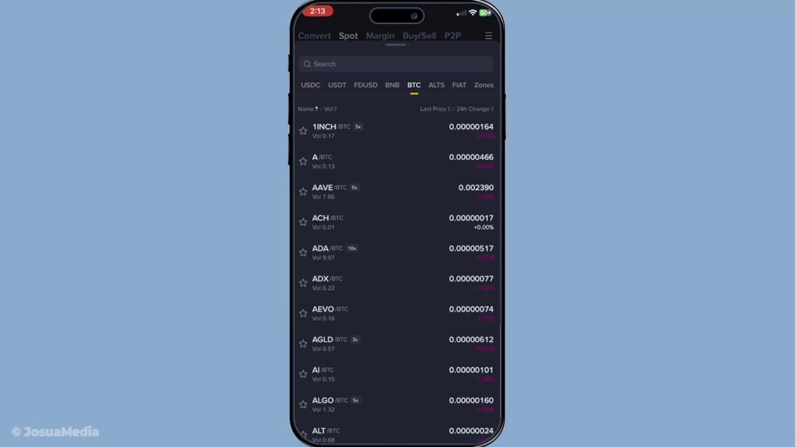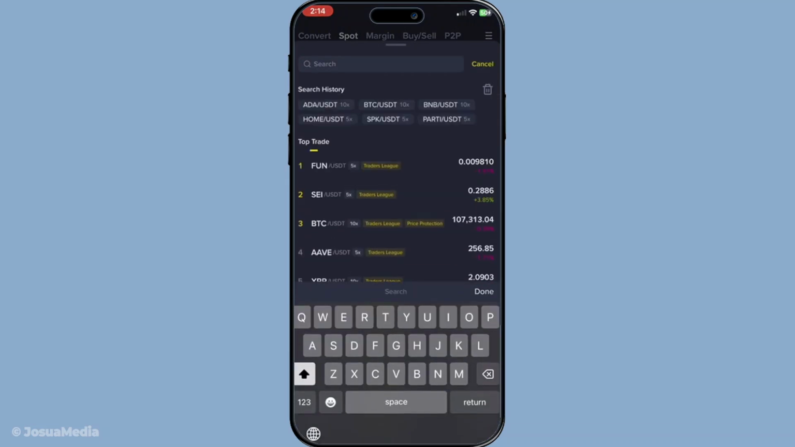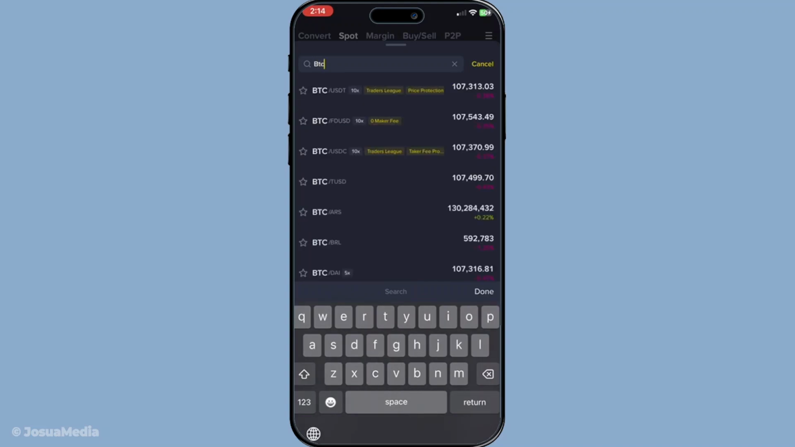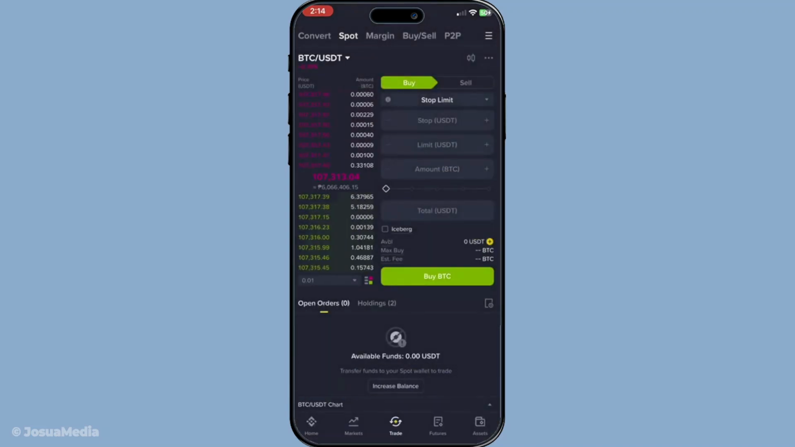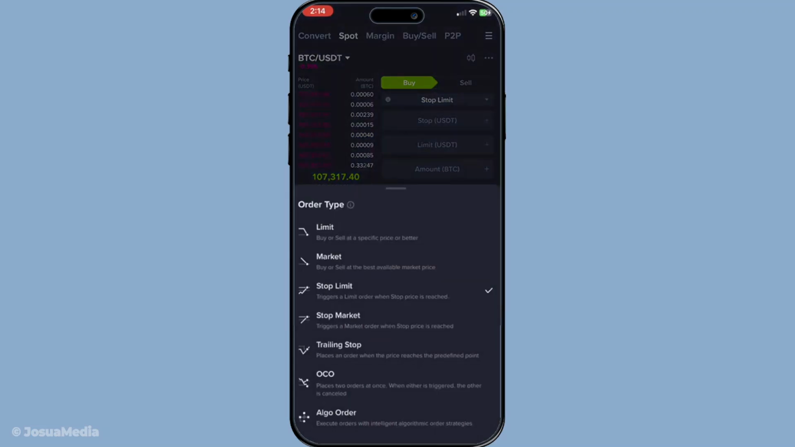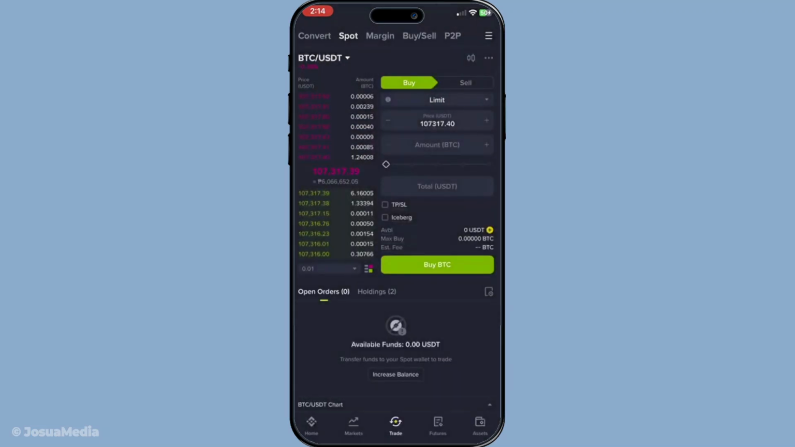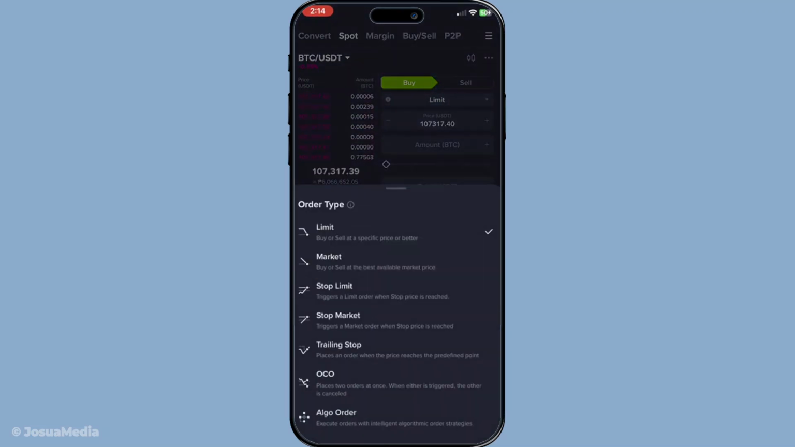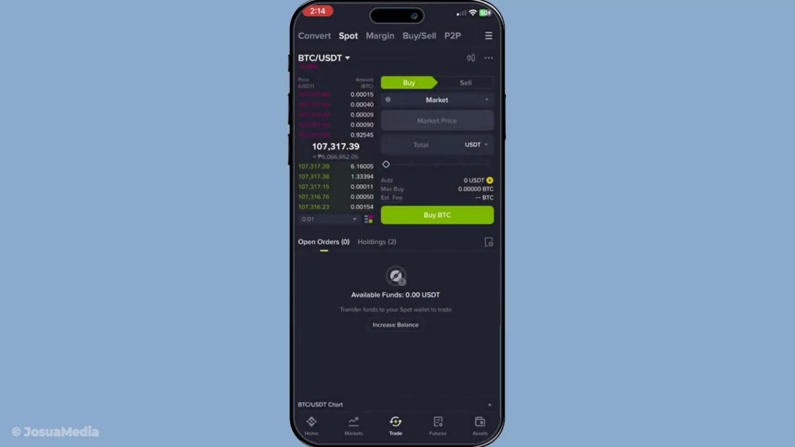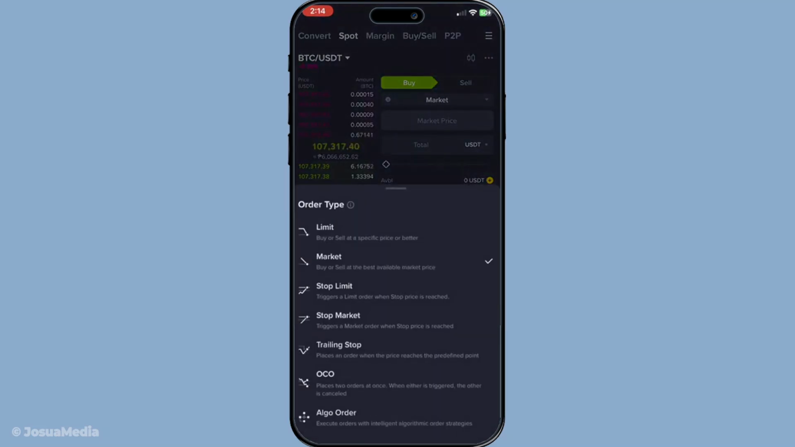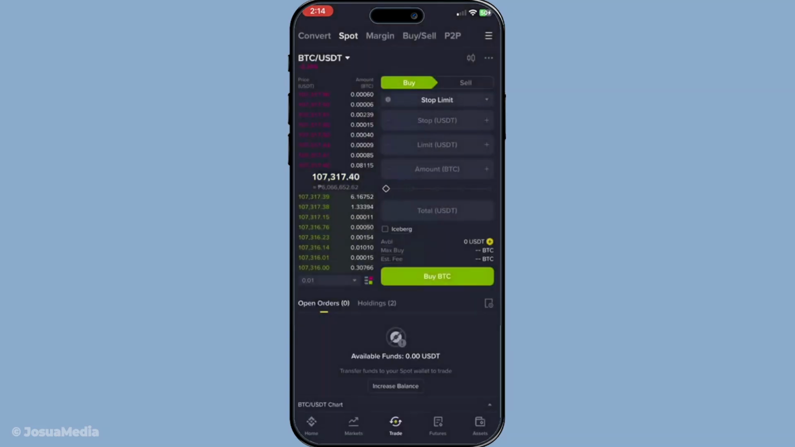Now, when you are setting up to buy or sell, you'll encounter different order types: limit, market, and stop limit orders. A limit order will only execute at a specific price you set, while a market order will execute immediately at the current market price. A stop limit order is a bit more advanced, allowing you to set a stop price that turns into a limit order. This is very useful for hedging your bets in the market.